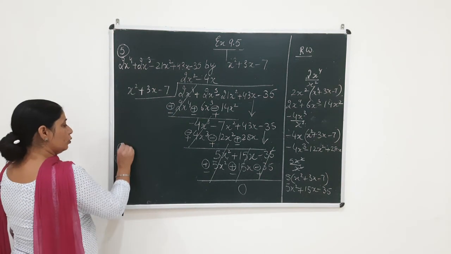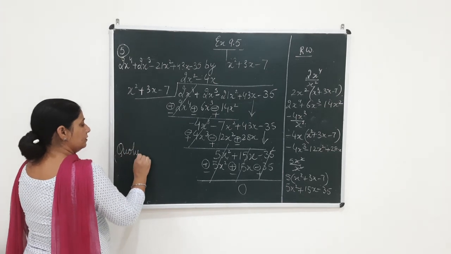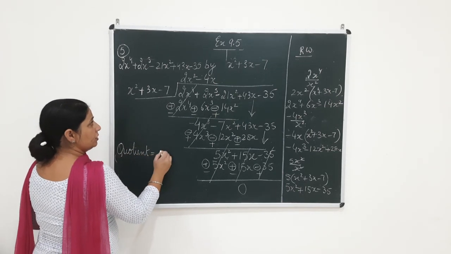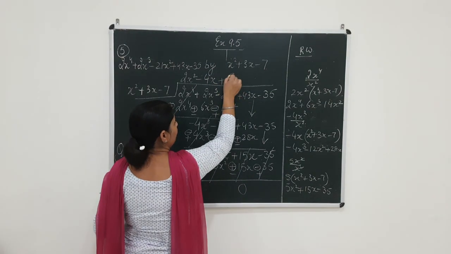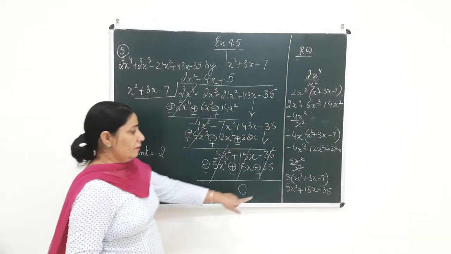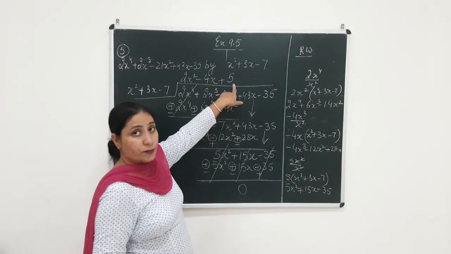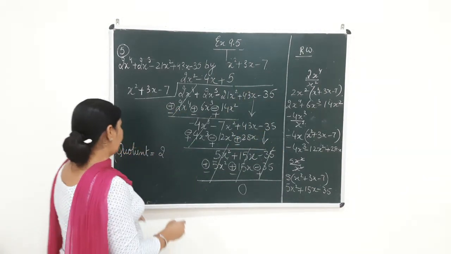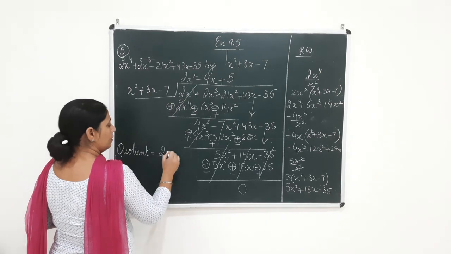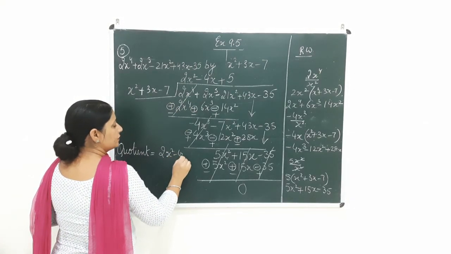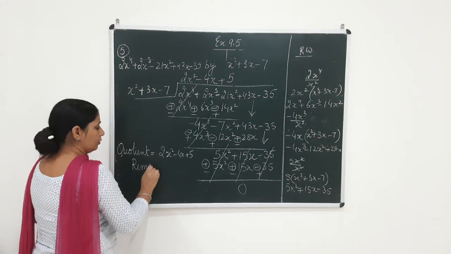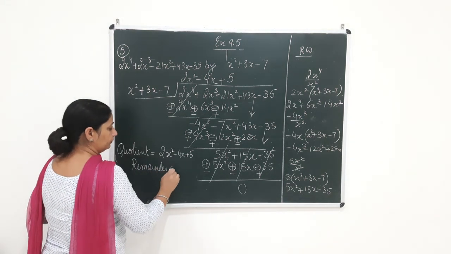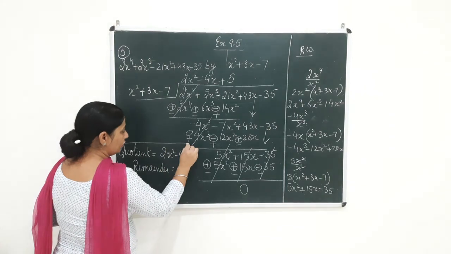So what is your quotient in this case, beta? In this case, your quotient is, okay sorry, we have not written this 5. We have to write this 5 here first of all, beta. When you got this 5, you had to write this 5 up. Clear, beta? So you have quotient 2x square minus 4x plus 5, and your remainder is equal to 0. So this is your final answer.